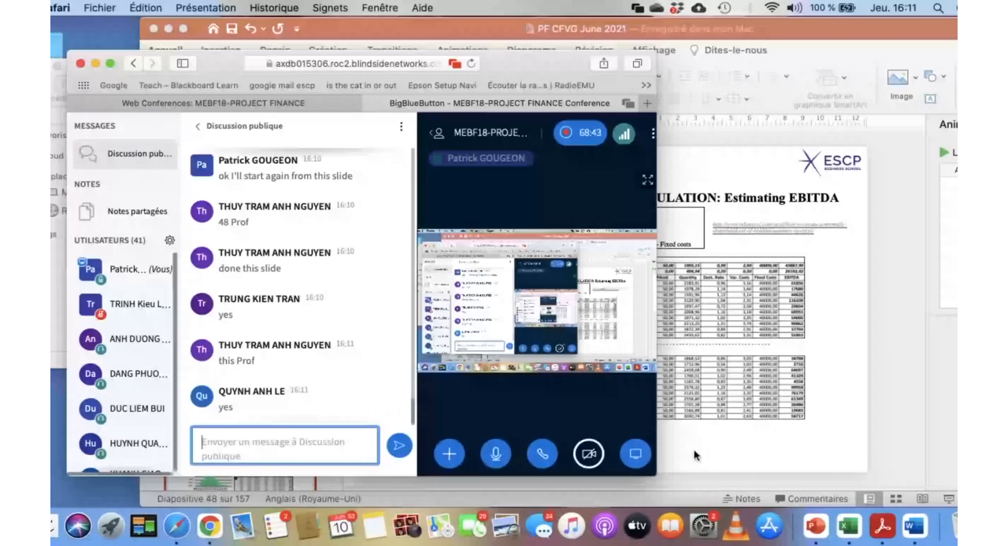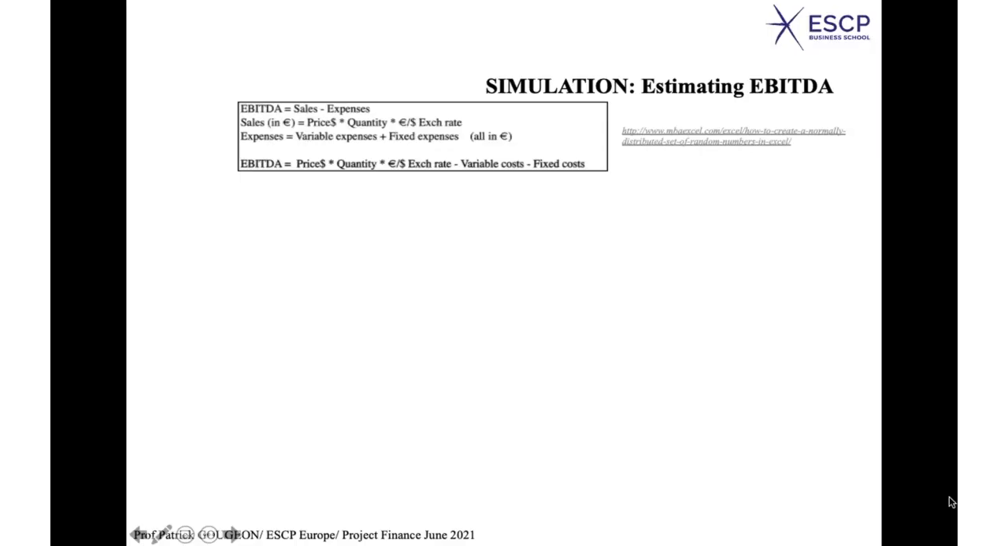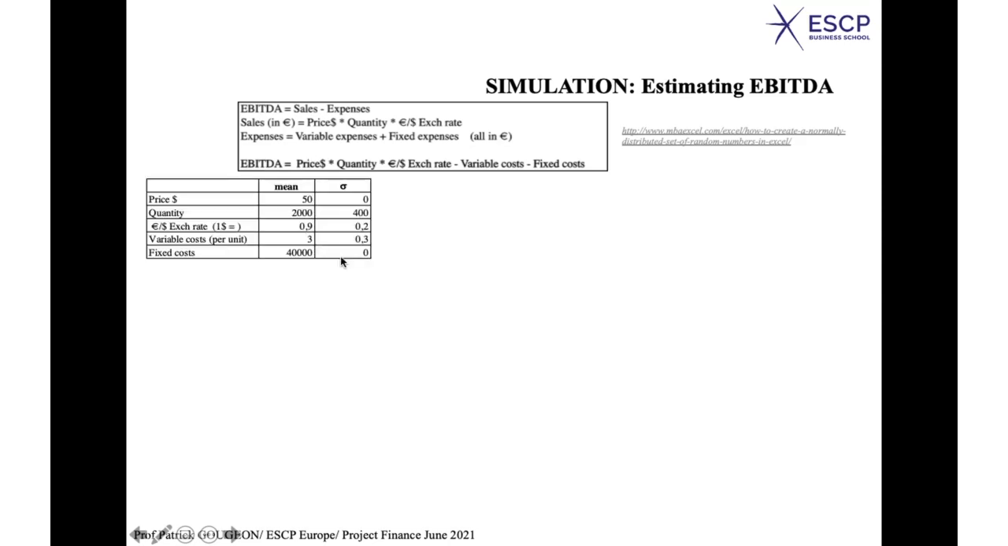Okay, so you've seen that I'm not going to click there again because apparently it does interrupt the presentation. But you have the web link here if you want to know more about how to generate a normal distribution. So you remember what we were doing. We want to look at the EBITDA. We have the different parameters here, and we have made some assumptions for each of these parameters: mean and standard deviation. Now, to make the simulation, we have this table.